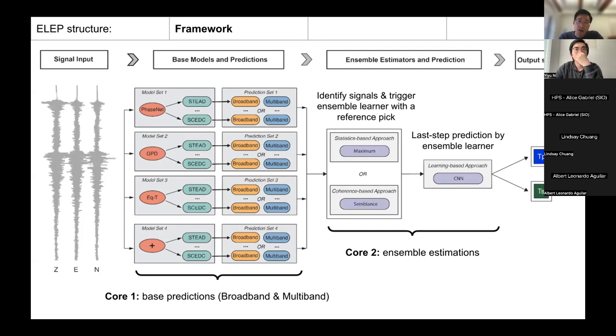So then, if you have so many prediction results, the question comes: how to combine all of them into the final one you want? So this is the second core part, ensemble estimations. It consists of two small parts. The first is that you have two options to do the simple ensemble estimation. This will serve as a trigger for your later ensemble learning. You will use that to confirm this is a signal, then trigger a refinement of the prediction later on.